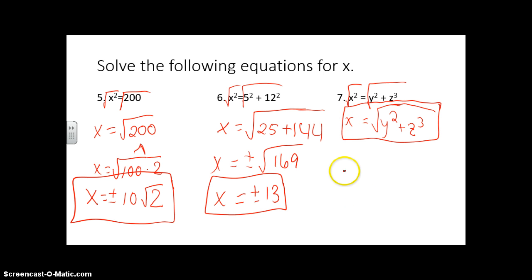Sorry about that interruption. So the final answer is going to be x equals the square root of y squared plus z squared, since you're working with variables here. So hopefully you took notes in this section. We are going to do some problems out of this section in class tomorrow.